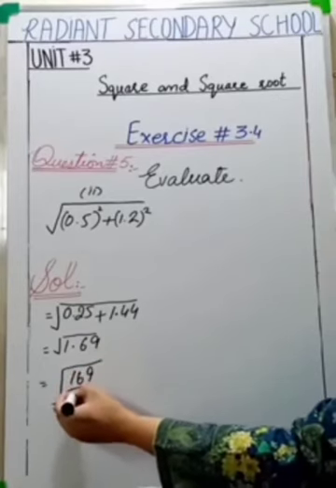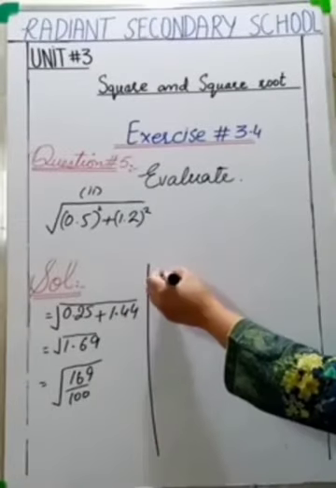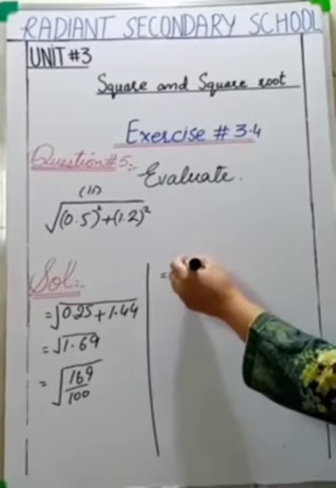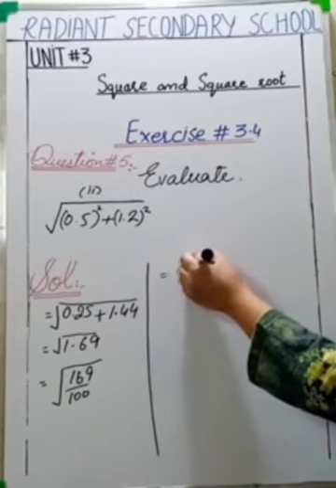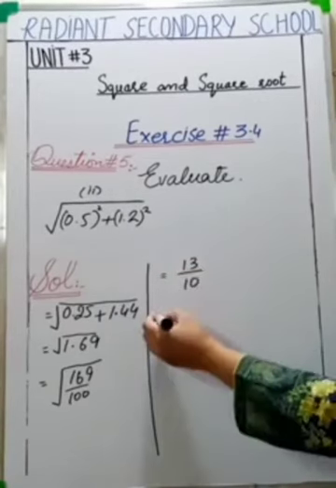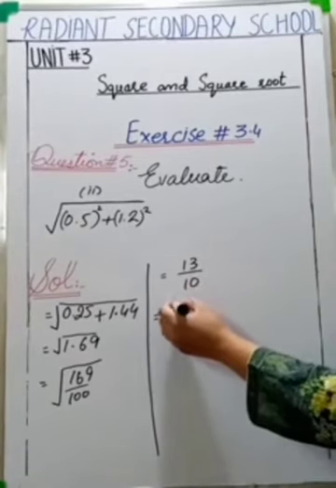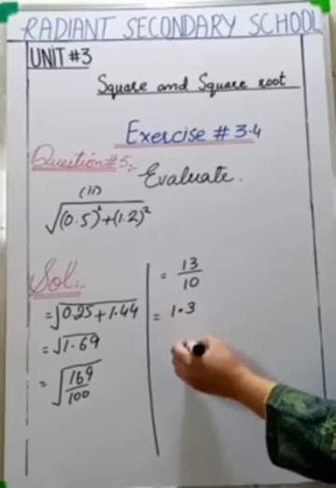169 over 100. 169 is the square of 13 and 100 is the square of 10. So when I convert it into the decimal, 13 over 10, it will be equal to 1.3.